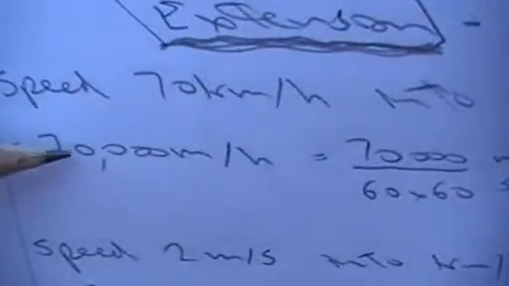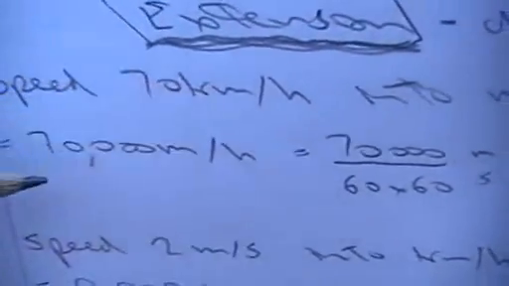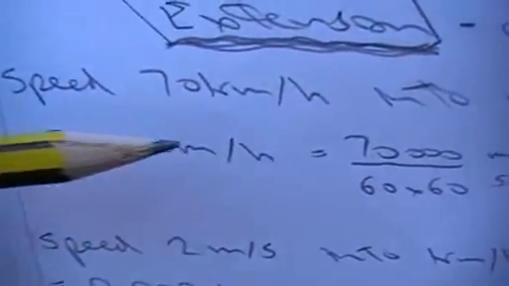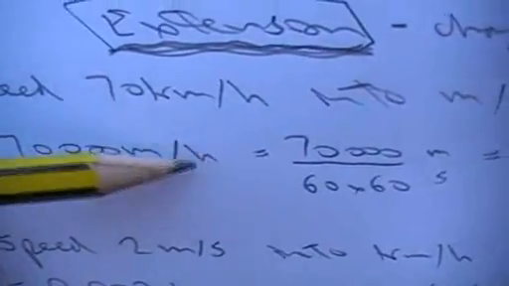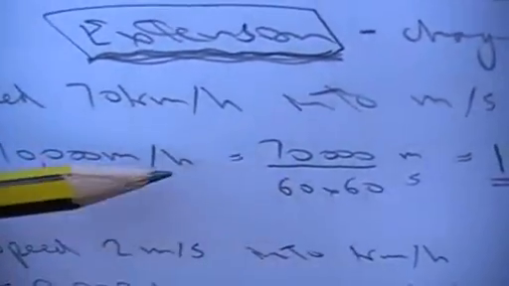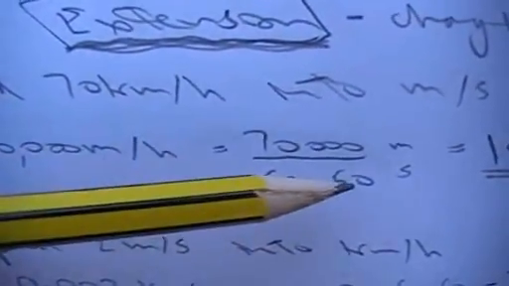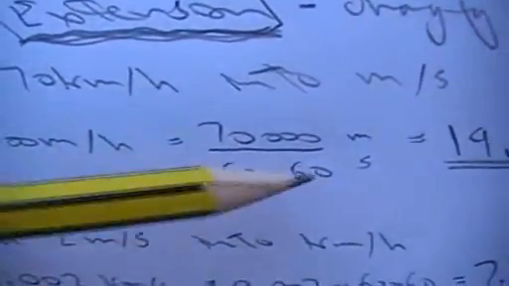Nice. Okay, an extension, changing units. This is only for the brave. Now if we had a speed of 70 kilometres per hour, you want to change it into metres per second. Firstly, calculate 70 kilometres, change it to metres. So that's 70,000 metres per hour. And change the hour into seconds. An hour is 60 minutes and each minute is 60 seconds. So that's 60 times 60. That's how you do it.